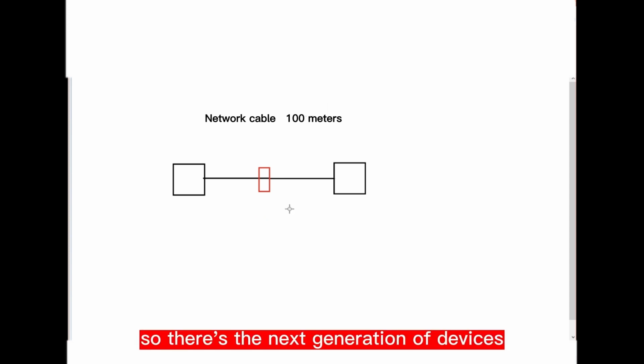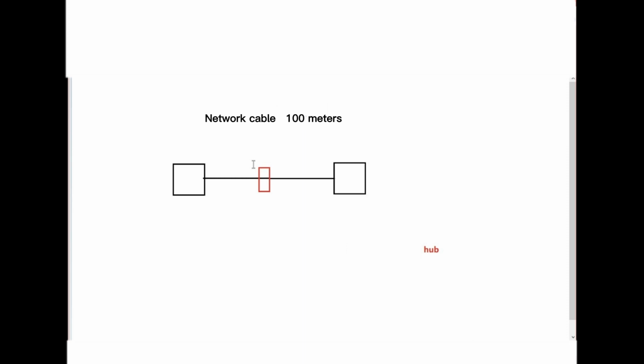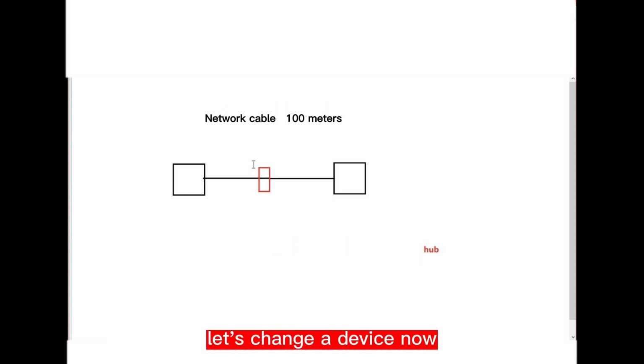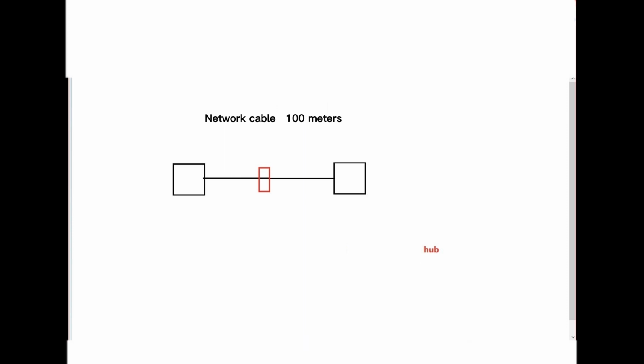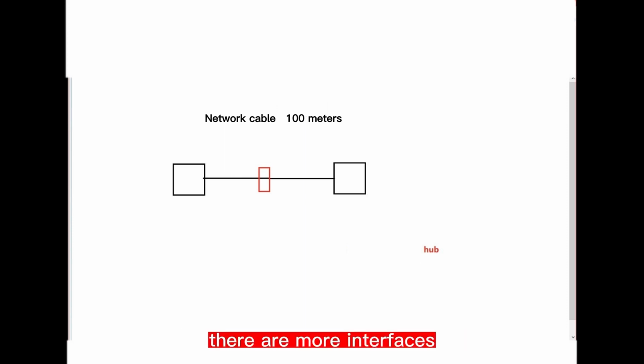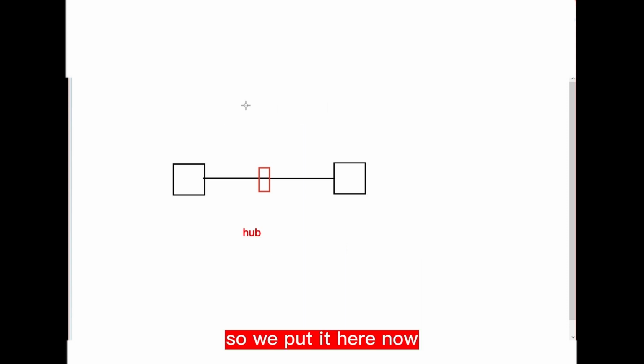So there's the next generation of devices. After the repeater is the hub. The two interfaces of the repeater are not enough for us, so let's change a device now, called a hub. We still put it between the two devices. Then it is called a multiport repeater. It's no different from a repeater overall, but there are more interfaces. So, we put it here now. This is a multiport repeater.